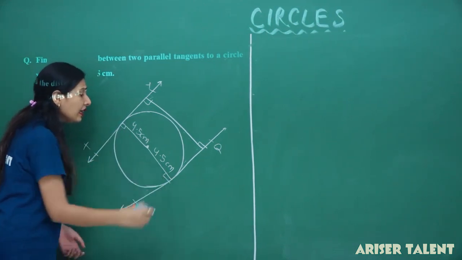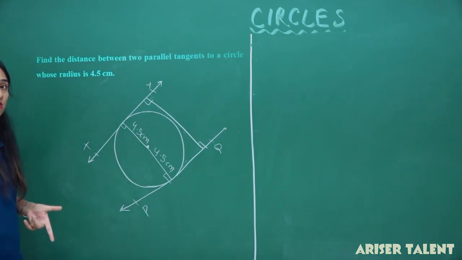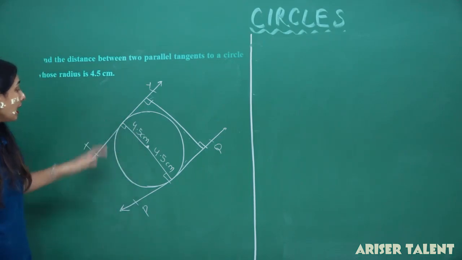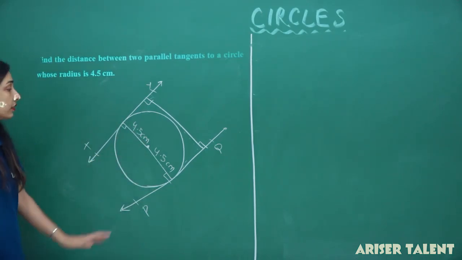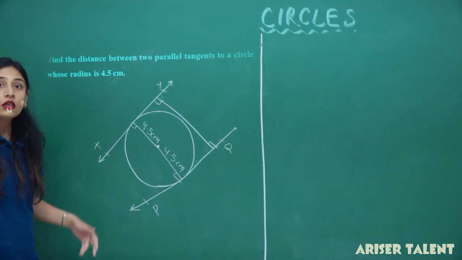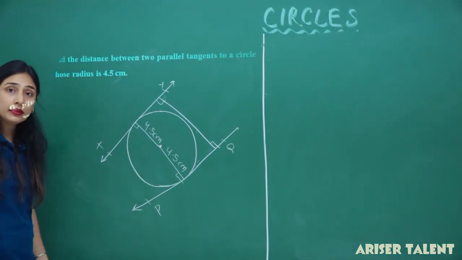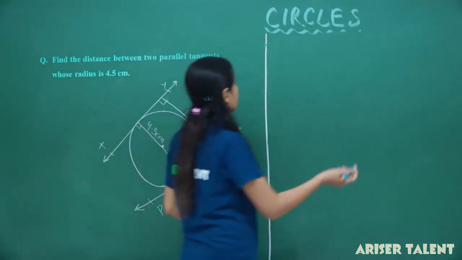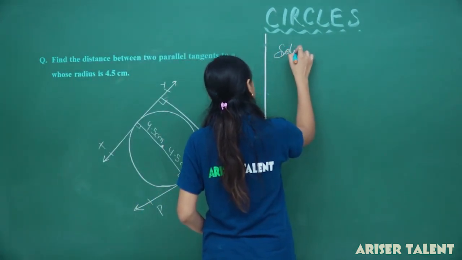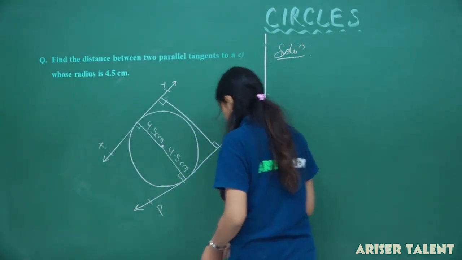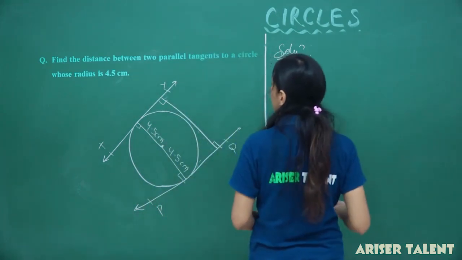This is 90. This is 90. So this will be the shortest distance between these XY and PQ tangents. So that will be what? Nothing but 9 centimeter, right? So solution. Solution is what?